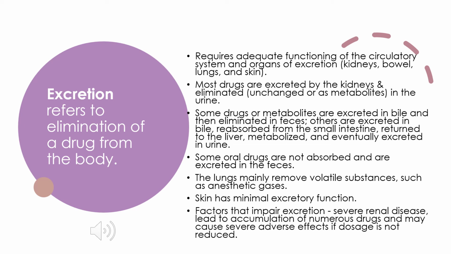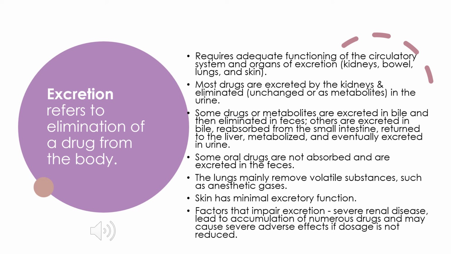Excretion refers to elimination of a drug from the body. Effective excretion requires adequate functioning of the circulatory system and of the organs of excretion, such as kidneys, bowels, lungs, and skin. Most drugs are excreted by the kidneys and eliminated unchanged or as metabolites in the urine. Some drugs or metabolites are excreted in bile and then eliminated in feces.